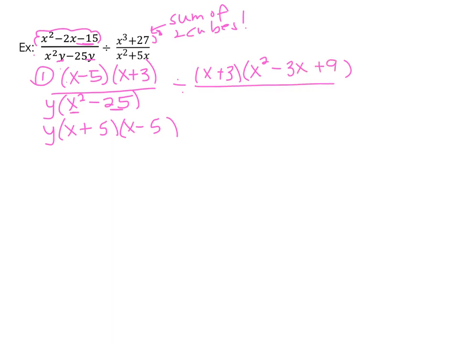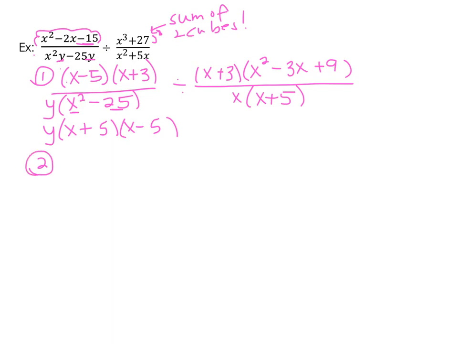And then in the denominator here, we have x squared plus 5x. We're missing that last term. All we really have here is a common factor of x, and then x plus 5 is left over. That's step 1. Okay. Step 2.